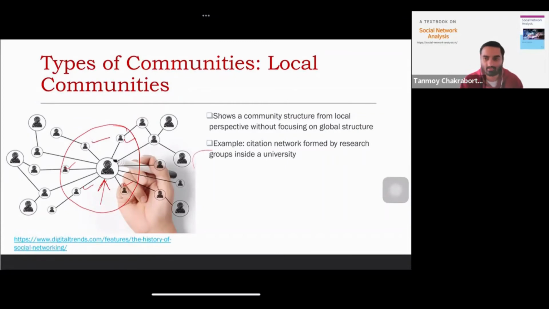So disjoint, overlapping, and hierarchical communities deal with the entire network. Given a network, your task is to detect all types of communities, to group all nodes into communities. Whereas in local community structure, given a particular node, your task is to return the other community members which are part of the same community where the particular node belongs to, right?